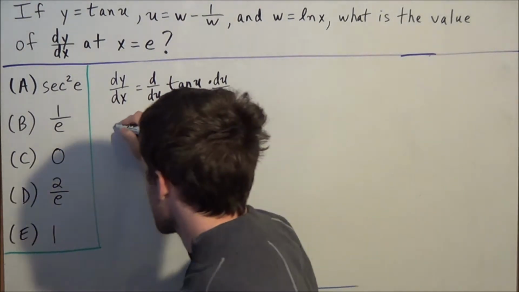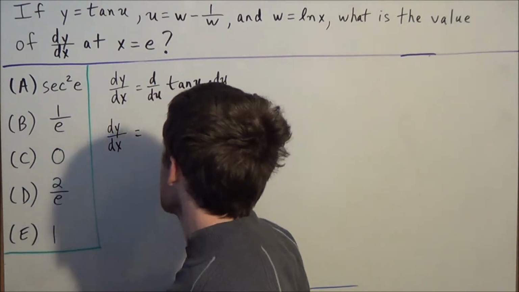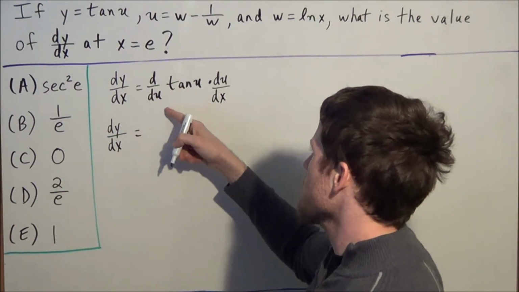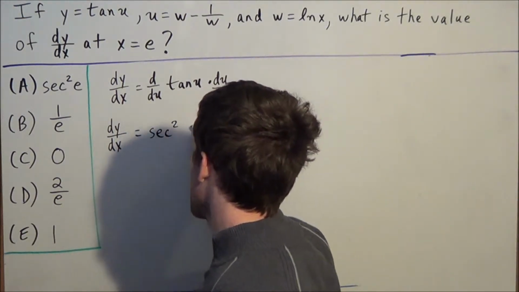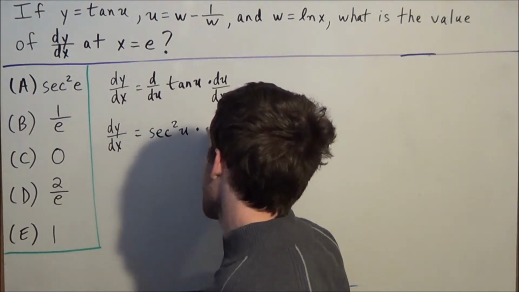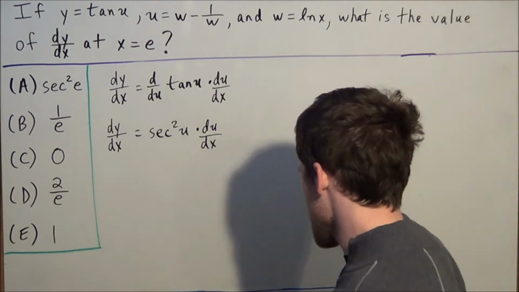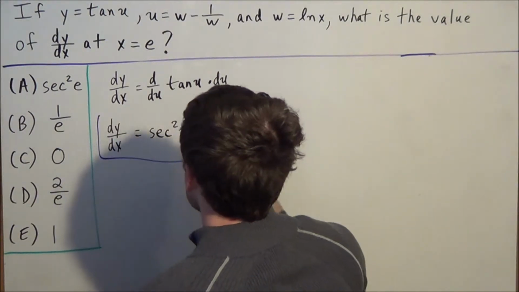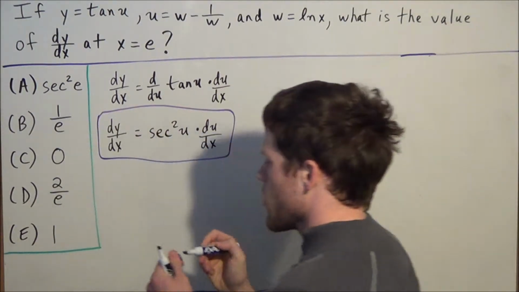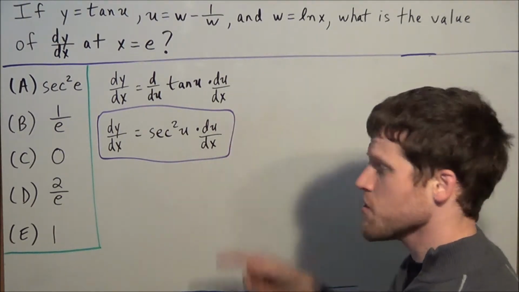So for the next line we would have dy/dx equals, and the derivative with respect to u of tangent u is equal to secant squared u, and now we have the times du/dx. So this is one line that's definitely going to be important. We're going to need this one. But now the question is, we can't just plug in. Now we have to find out what du/dx is.